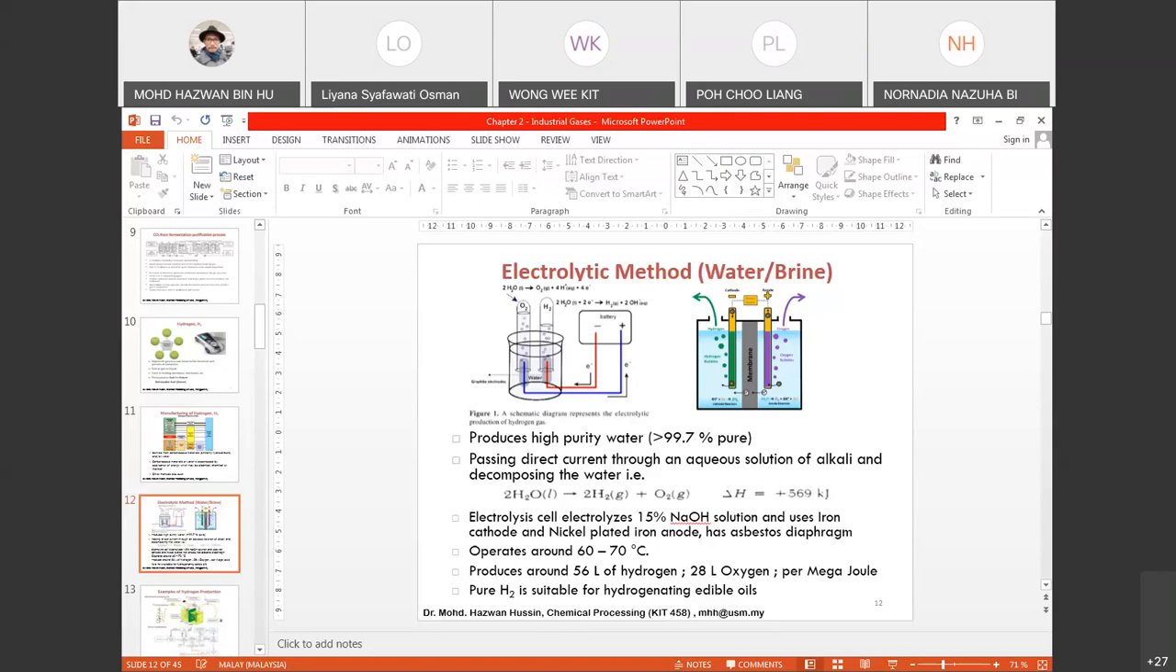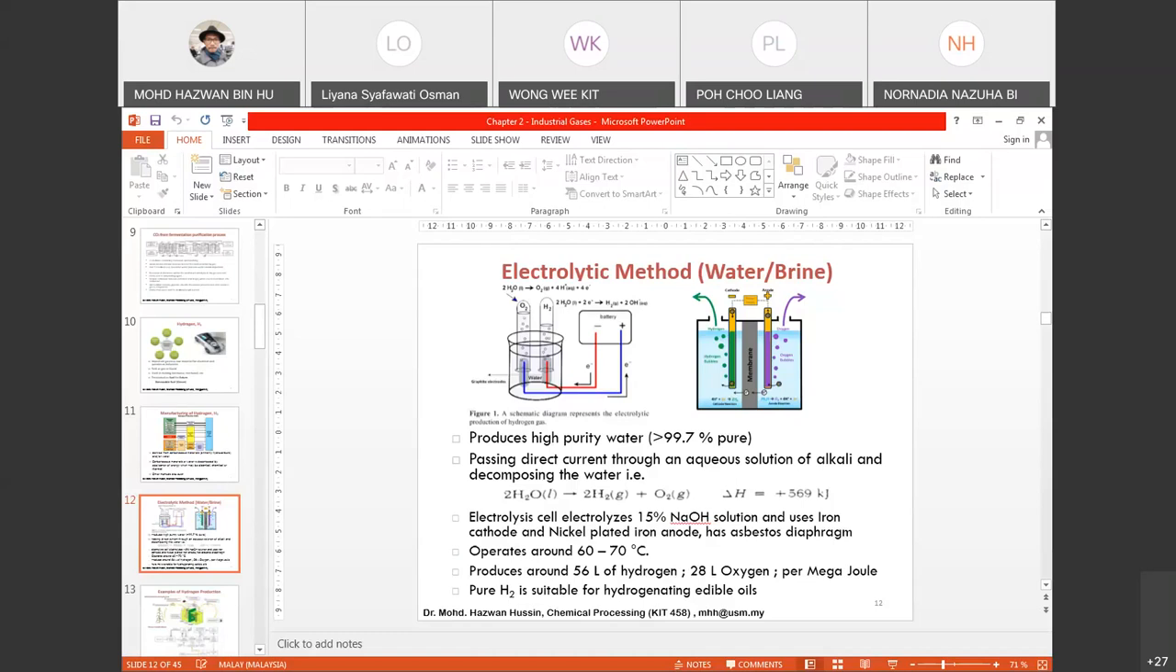If you notice over there, the delta H value is around positive 569 kilojoules. So you know that this process is endothermic and it is not spontaneous. So a non-spontaneous process must be assisted by an external force, which in this case is the use of a battery.